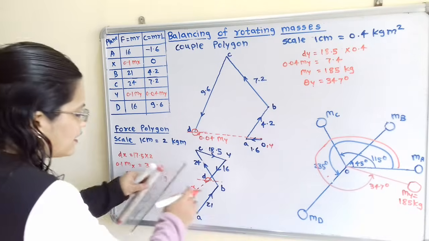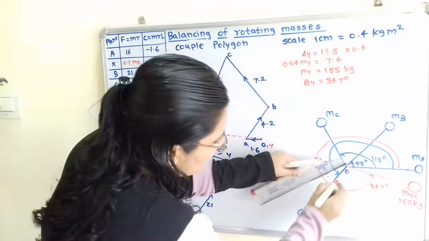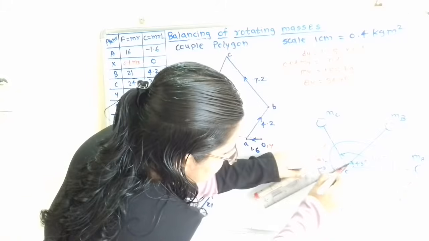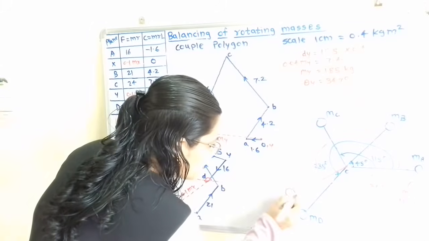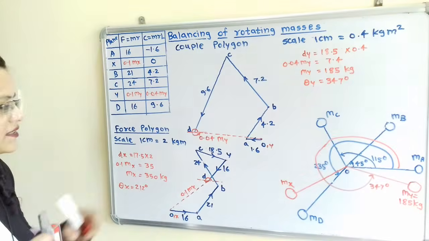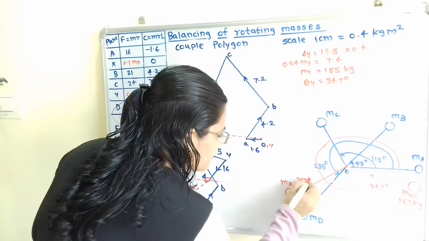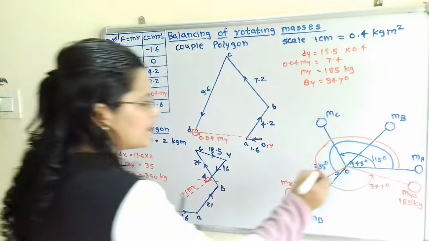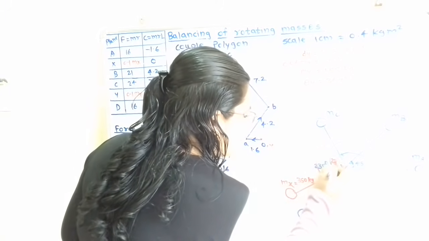Now we will transfer the angle in this angular position diagram. We will take the line parallel to this and mention here, this is mx. What is the value of mx? That is equal to 350 kilogram. And the angle is 212. So we have to mention here this angle, 212 degrees.